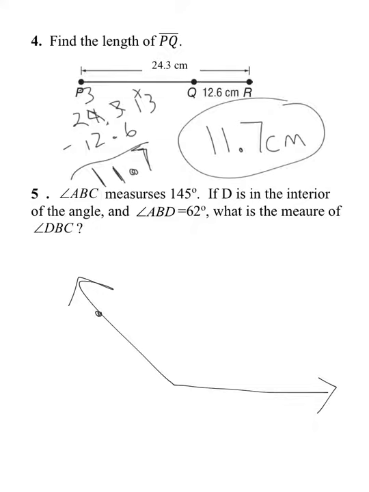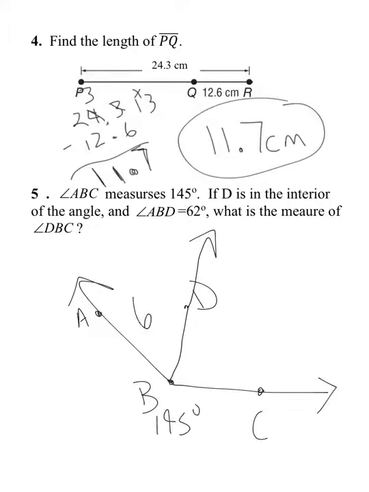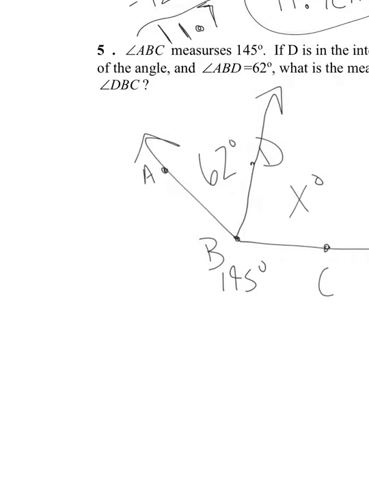And we can put A, B, C, and then somewhere in the interior is a point D. So the whole thing is 145. ABD is 62. They want to know what DBC is. So again, a whole lot of drawing here for a very simple problem. The big thing is 145, the smaller angle is 62. To find the other one, you simply subtract. So 145 minus 62.